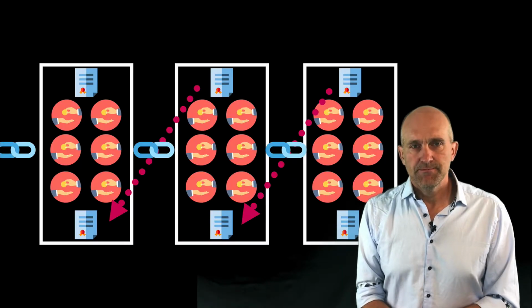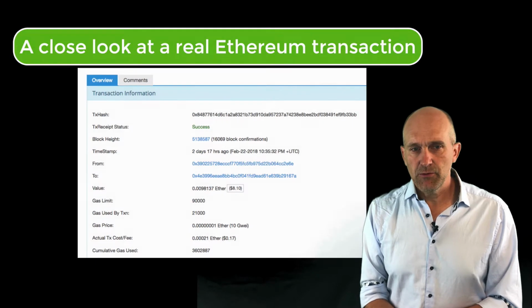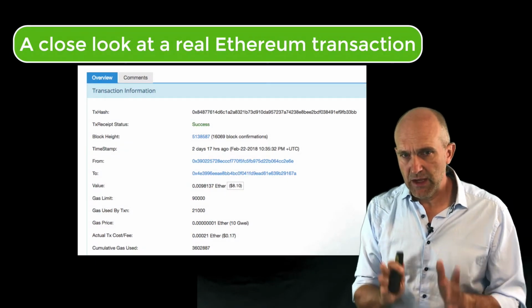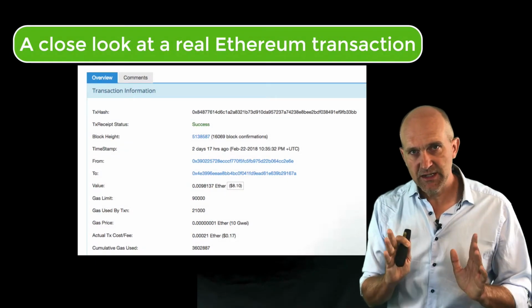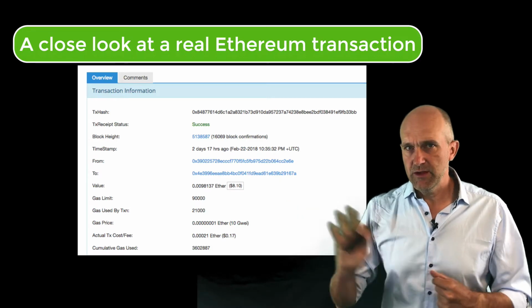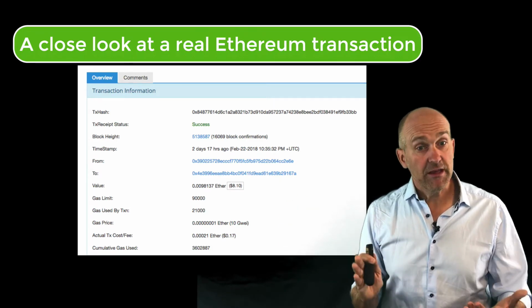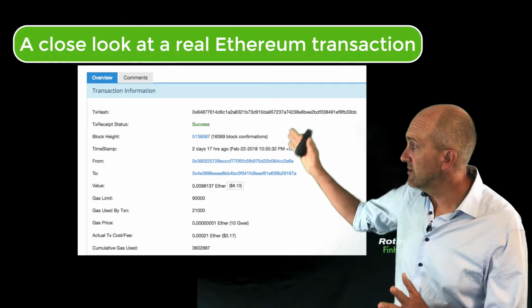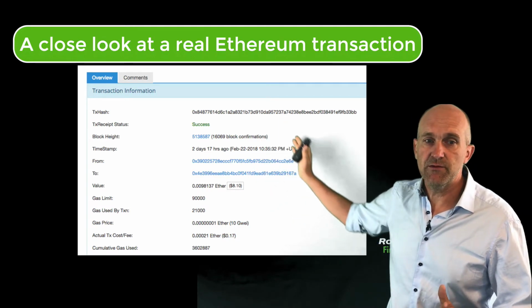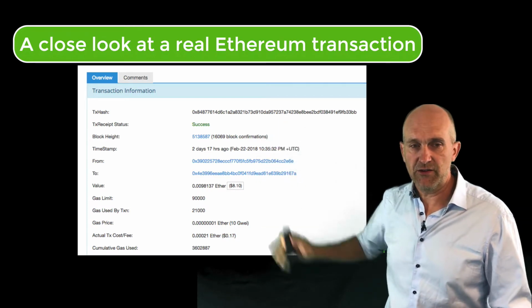Okay, so now before we do this, let's just quickly look at a transaction in Ethereum. You can find them very easily by going to a website which is called Etherscan. And so this basically looks at all the different features of what this transaction has.